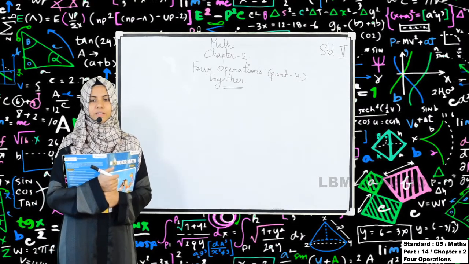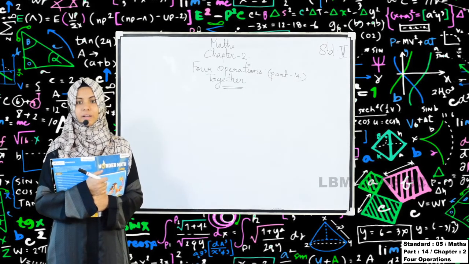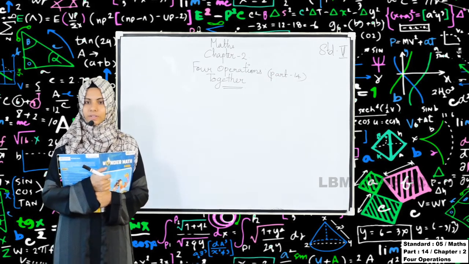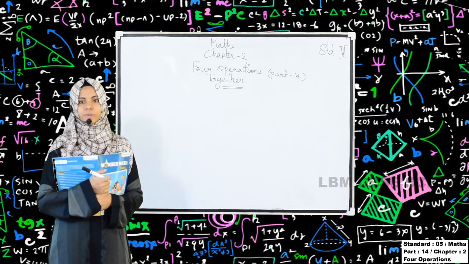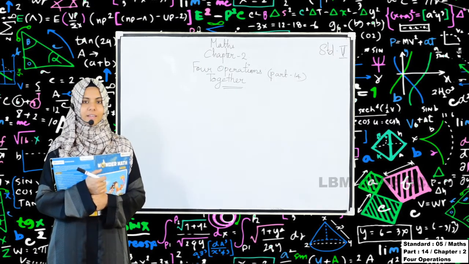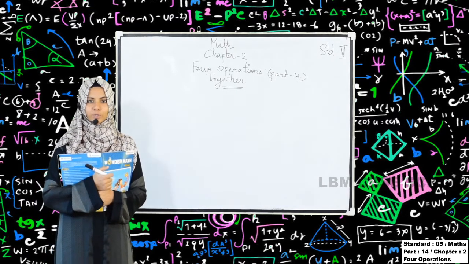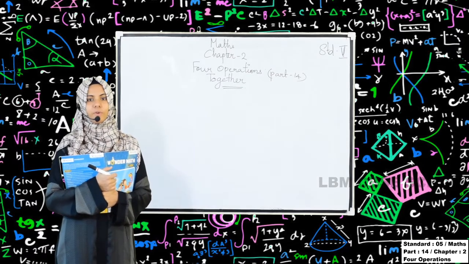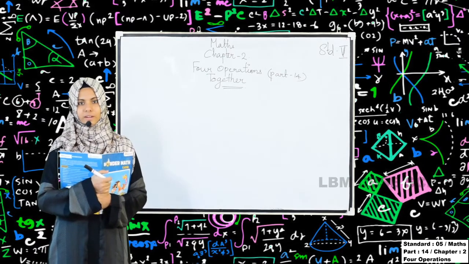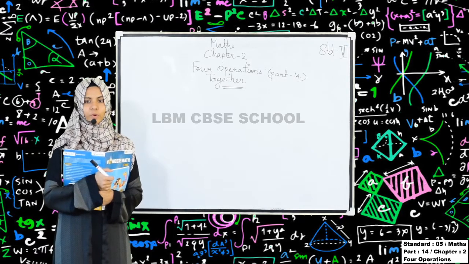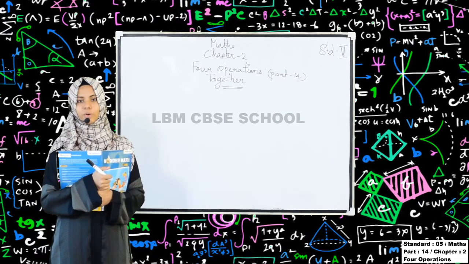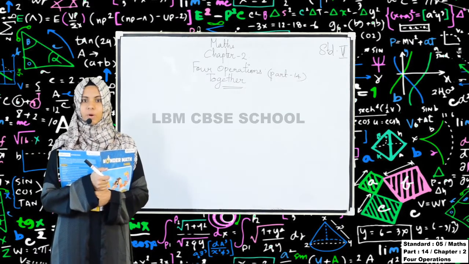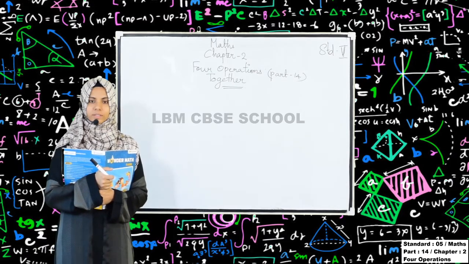In the previous class, we studied the first chapter, larger numbers, and we finished the chapter in the previous class. Today, we are going to study a new chapter. Chapter 2, the name of the chapter is Four Operations Together. As we all know, what are the four operations? We already studied that in fourth, third also.